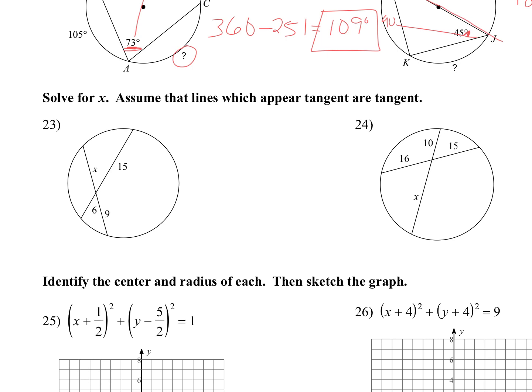Okay, can I put 15 and 9 together? No. Why not? They're not on the same line. So if it helps, draw the line. What parts make up this chord? 9 and x. So we have 9 times x. And then what makes up this chord?